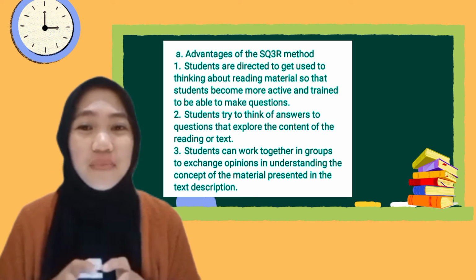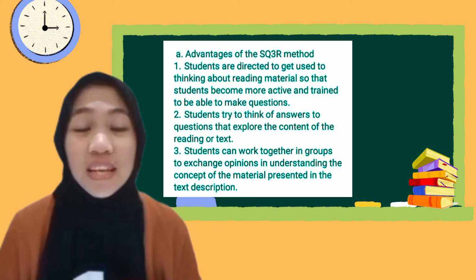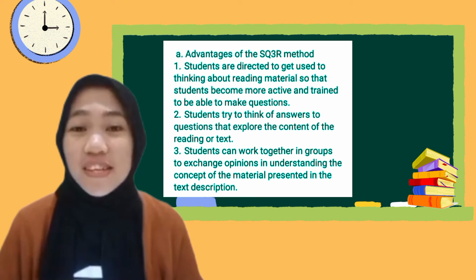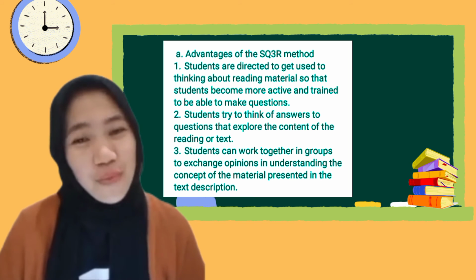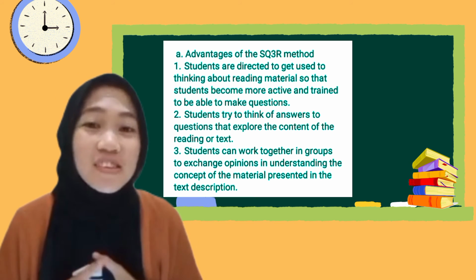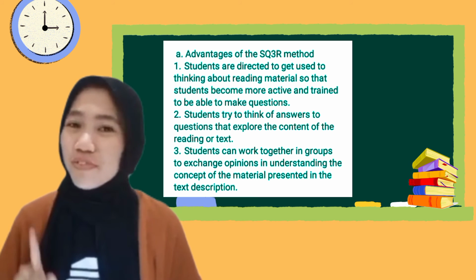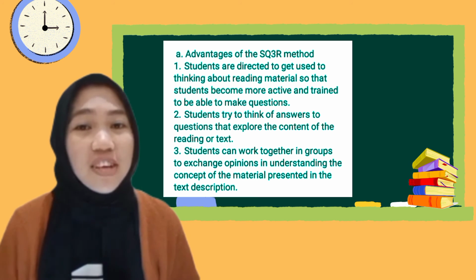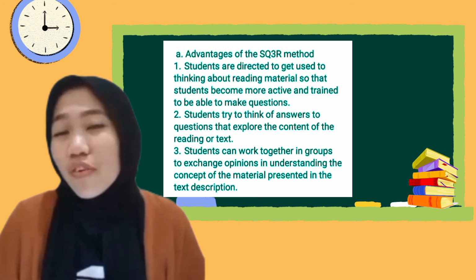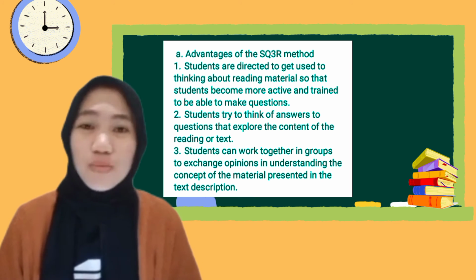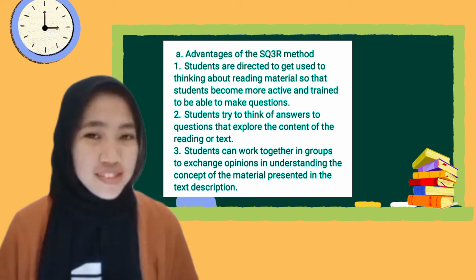The Sq3R method is one method that can be used in learning to read. The Sq3R method has advantages in improving memory from reading comprehension. The advantages of the Sq3R learning method are as follows. The first is that students are directed to get used to thinking about the reading material, so that students become more active and trained to be able to make questions.